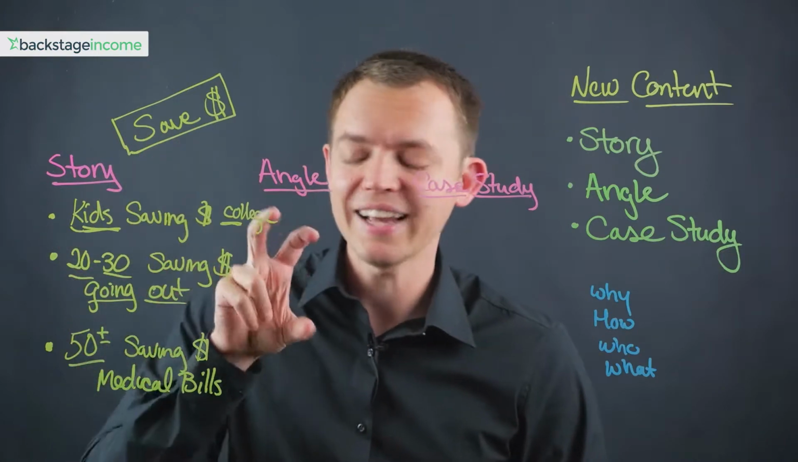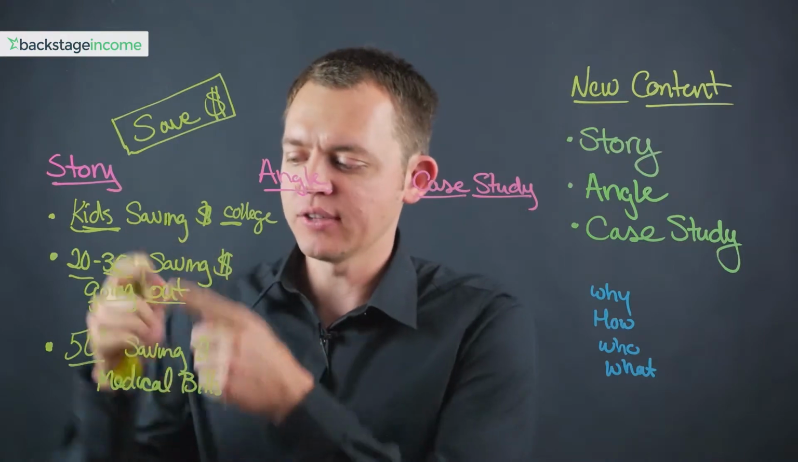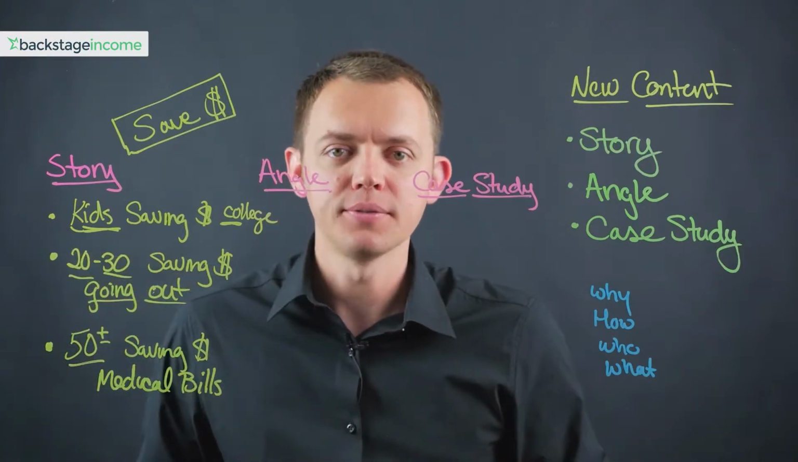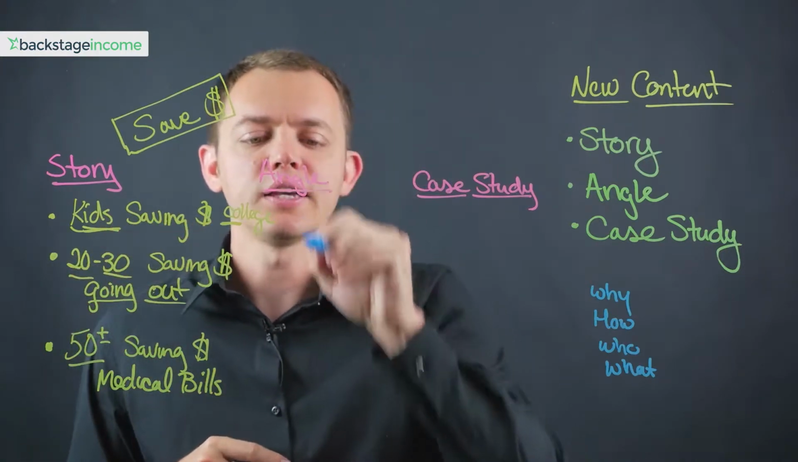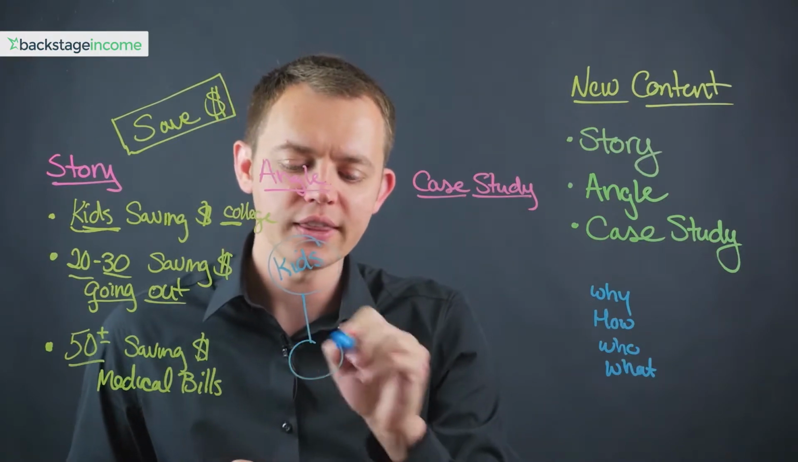Now, if I want to go to the next part of this, well, let's look at a different angle of this. So I could take any one of these and kind of expand it out and look at another angle. So how would I do that? Well, what I would do is, let's say we talk about kids, for example. So with kids saving money, now let's look at that angle.